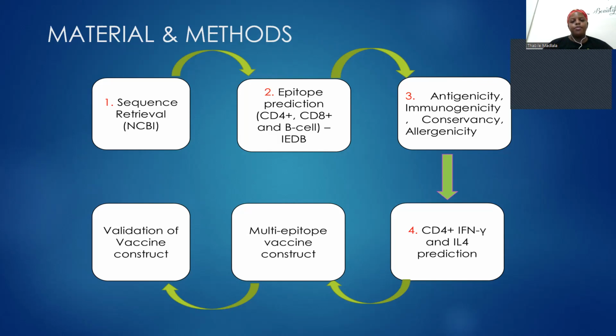The CD4 epitopes that were predicted were further assessed for interferon gamma and interleukin-4 inducing properties, where all the predicted epitopes which fall under the set criteria in all these analyses were then regarded as our final T cell and B cell epitopes. The final predicted epitopes were then joined together to form our multi-epitope vaccine construct, which was further subjected to a series of validation steps.